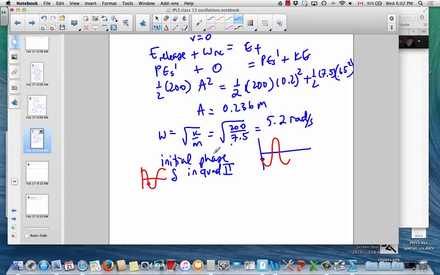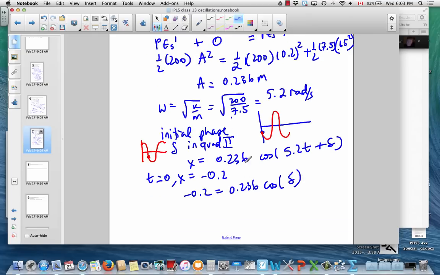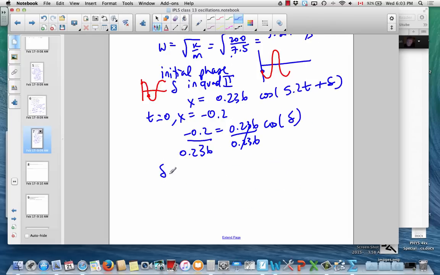So let's set up what we know so far. So we know x is 0.236 cosine of 5.2t plus delta. Then at time 0, the position was below equilibrium, negative 0.2. So we put those in here. Okay, putting in 0 for t just wipes out this whole term, and you get cosine delta. So we divide both sides by 0.236. And then we do the inverse cosine of both sides.